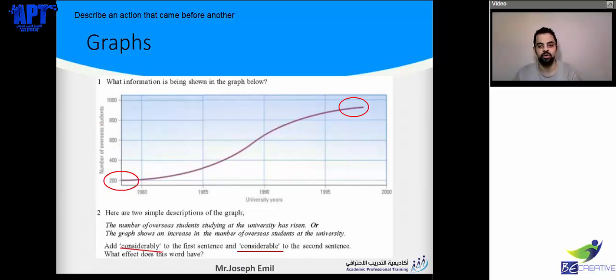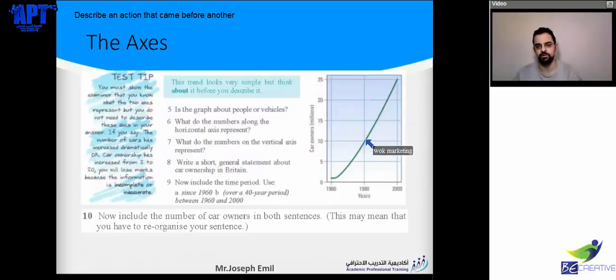If you fail to understand the axes well, you can talk about a point that is not in the graph, which means that you will lose lots of marks. You must show the examiner that you know what the axes represent, but you do not need to describe these axes in your answer. So you must show him that you know, but without writing it.